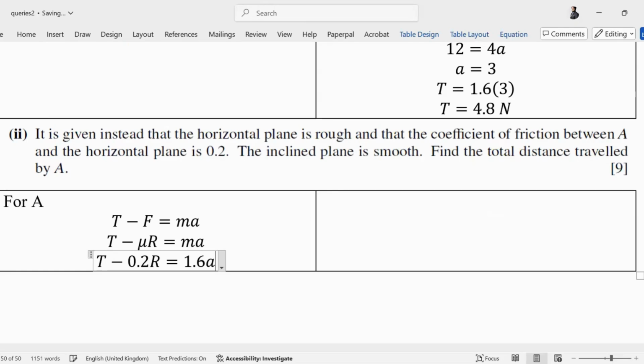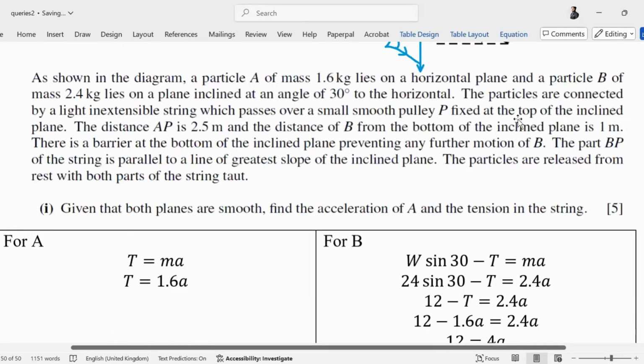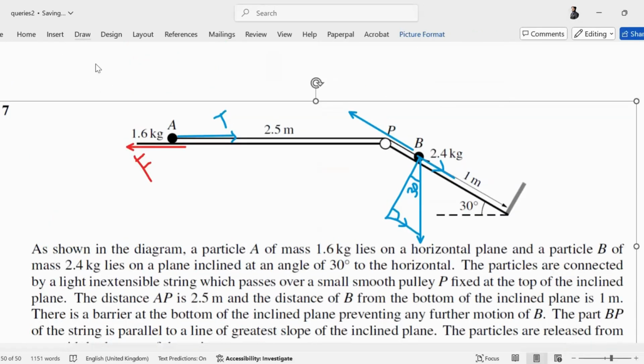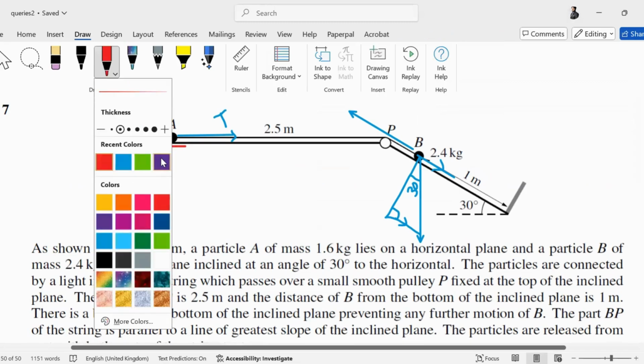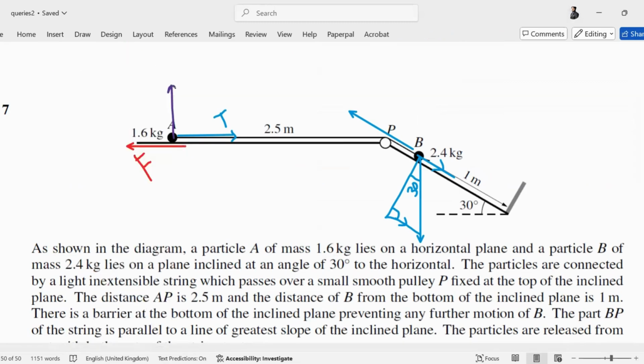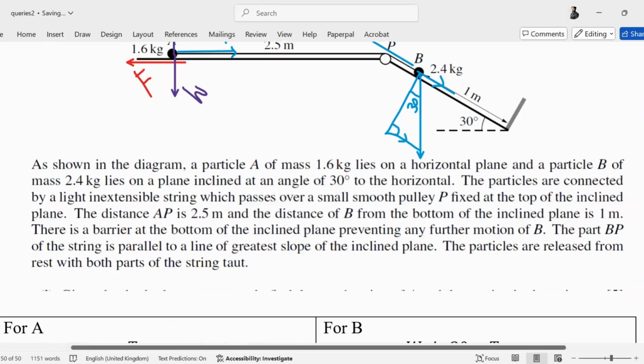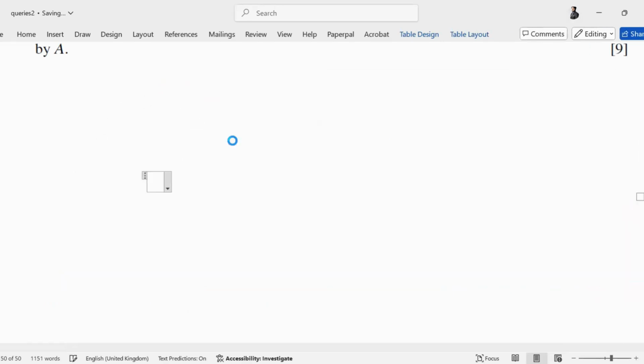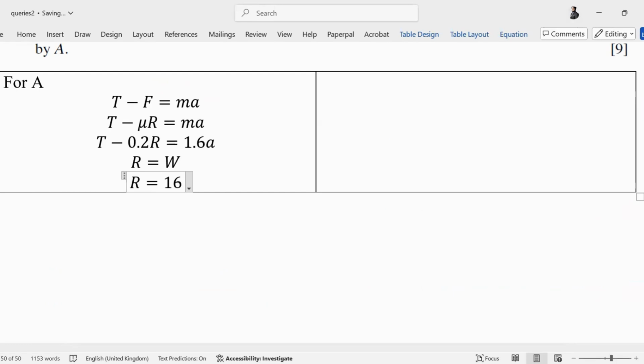And now if I analyze it vertically, R must be equal to the weight of A. R is acting upwards. This is R, the normal component, and weight is acting downwards. There are no other vertical forces, which is weight and which is 16 newtons. Is that right? So R is equal to the weight, which is 16 newtons. Weight is mg, mass 1.6 into 10.